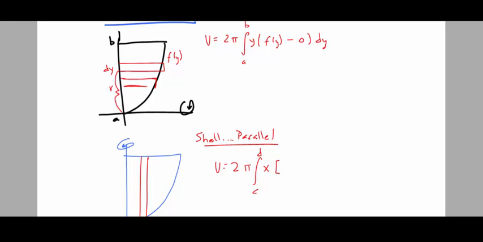Here, my upper curve, let's say, is going to be some f of x, and then this lower curve right here will be some g of x. So the height of the rectangle would be f of x minus g of x times dx, that incremental width. So this is the shell method.